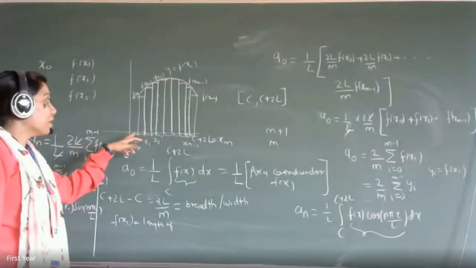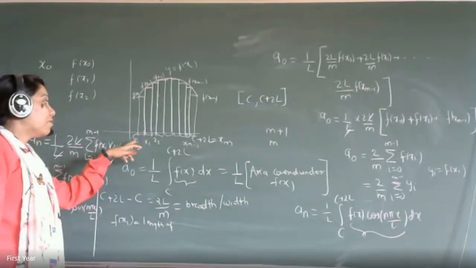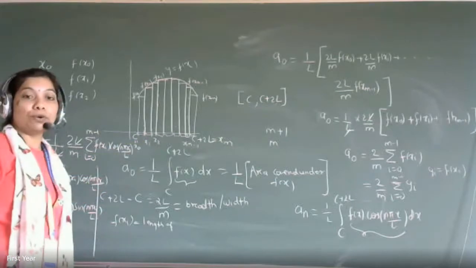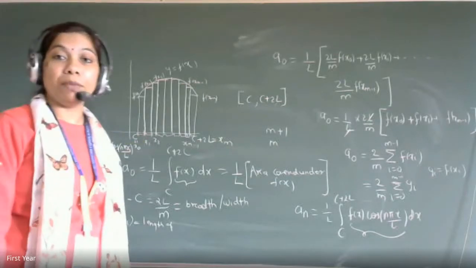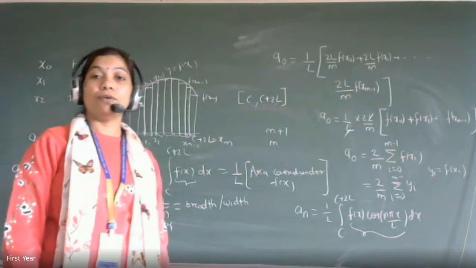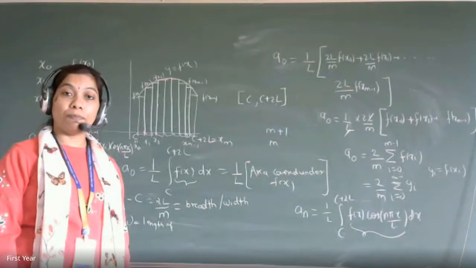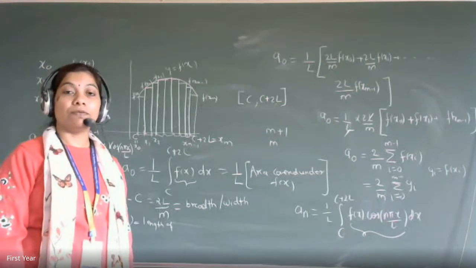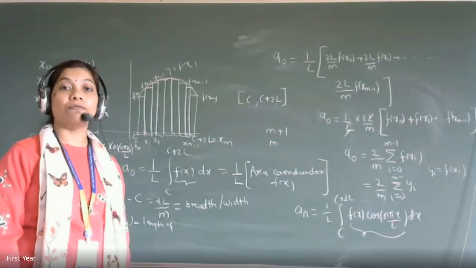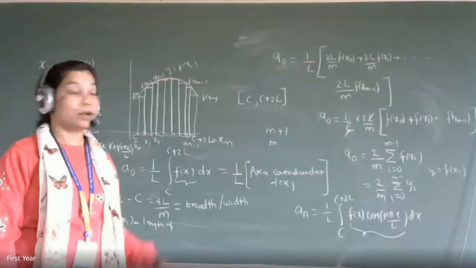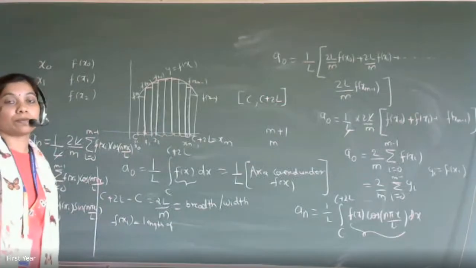What do we need to write, ma'am? Just now I told you, since f of x is a periodic function with period 2l, which is divided into m equal parts, each subpart has width 2l by m. Draw this line. This diagram will be drawn.